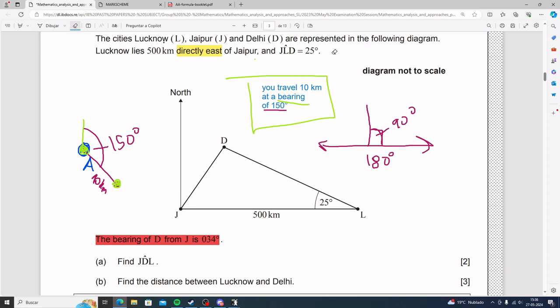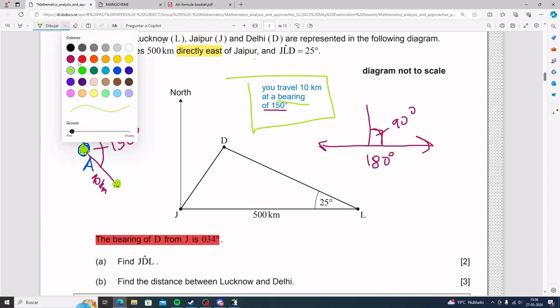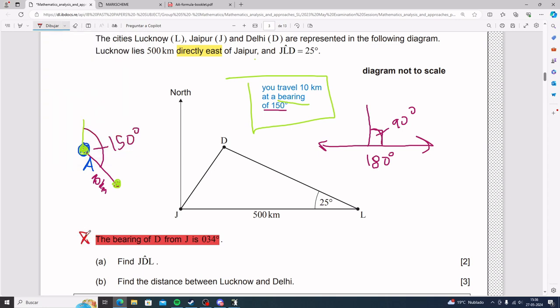And so the interesting part here is that because they give us in red that the bearing of D from J is 34 degrees, that means that, oh, look at that, you have a line going up north. And so this line going up north, you have to count the degrees until you reach 34, and that's going to be the bearing from D to J. So in other words, the angle right here, ladies and gentlemen, is 34.